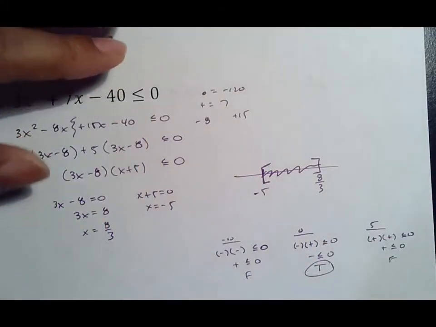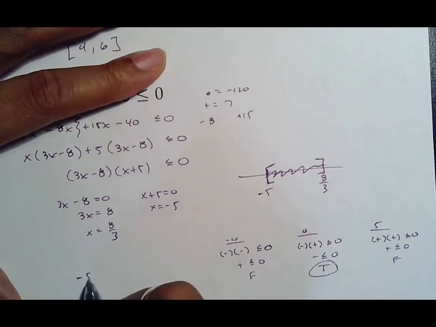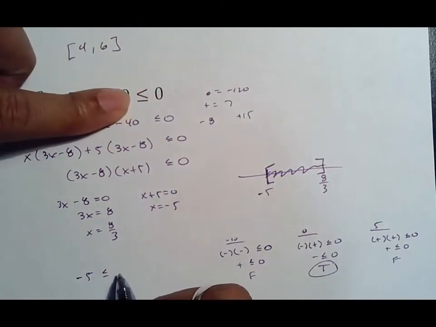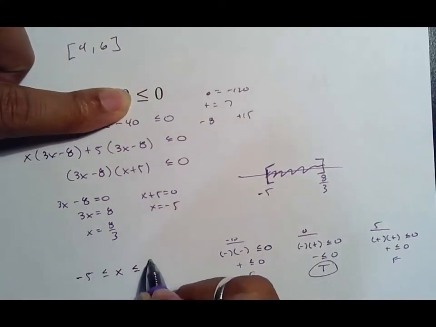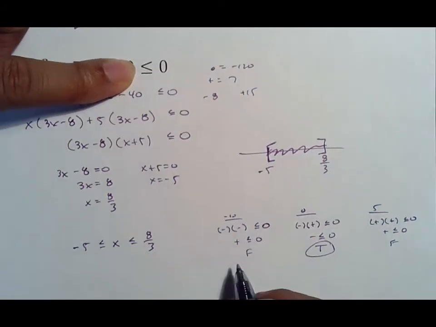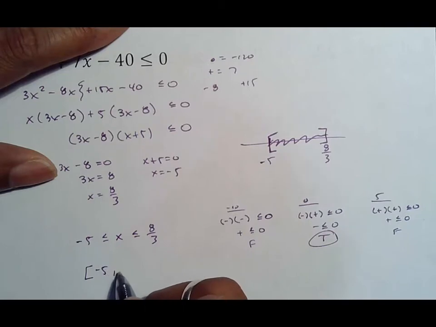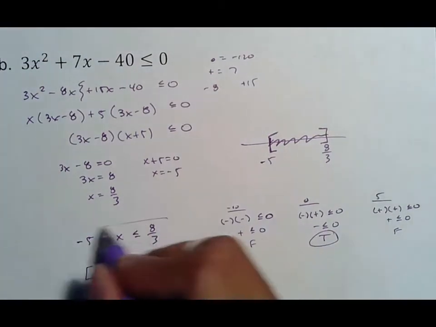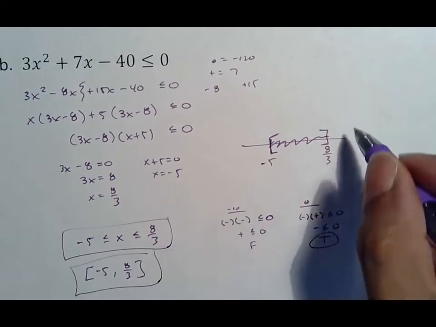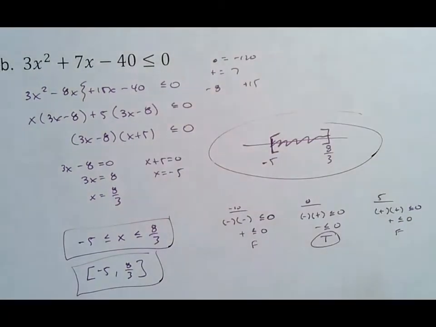Standard notation would be, because we're between these numbers, negative 5 less than or, copy that sign, less than or equal to x less than or equal to 8 over 3. Interval notation, because I'm in between, would be bracket negative 5, 8 over 3 bracket. So again, answer version 1, answer version 2, answer version 3, as we're learning to deal with this stuff.